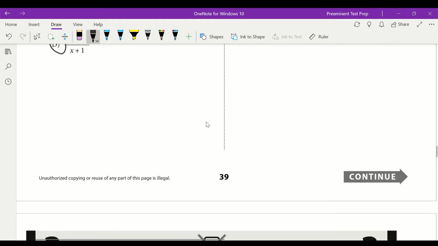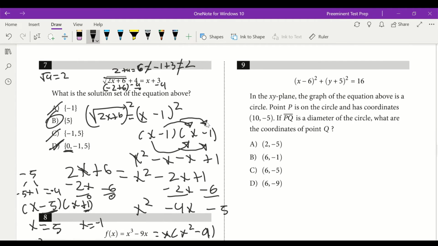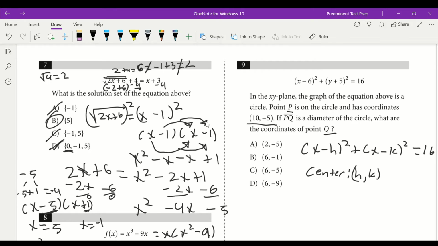Question 9. In the xy plane, the graph of the equation above is a circle. Point P is on the circle and has coordinates 10 and negative 5. If line PQ is the diameter of the circle, what are the coordinates of point Q? Well, we know our equation for a circle is x minus h squared plus y minus k squared equals r squared, where our center is h, k. Here it equals 16, and if we square root it, that gives us 4 as our radius.